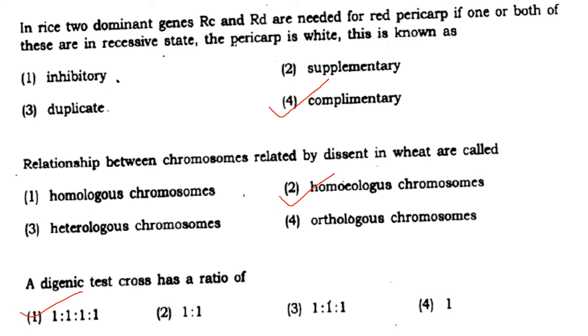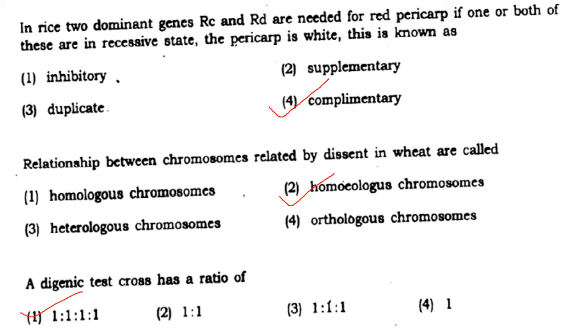Next one. Relationship between chromosomes related to descent in wheat are called option 1 homologous chromosome, 2 homologous chromosome, 3 heterologous chromosome, 4 orthologous chromosome. Answer is option 2 homologous chromosomes.